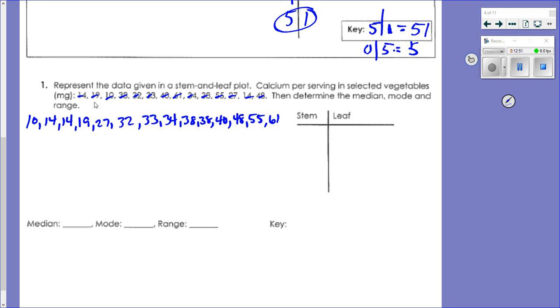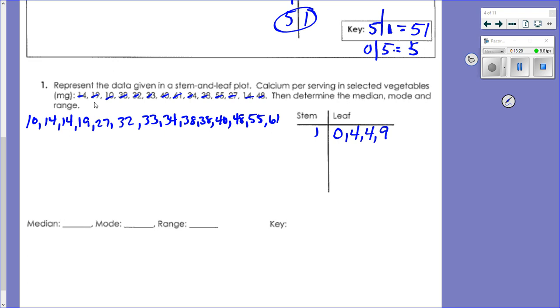Now to go by stem. What is the first stem I'm going to use? Do I have any with 0 in the... Don't have any zeros. So if you put a 0 and left a blank, I wouldn't count it wrong, but you don't need it. So my first stem is a 1. Under the 1, how many did I have with a 1 for a stem? 4 of them. I have a 0, 4, 4, 9. So that's the numbers 10, 14, 14, and 19.